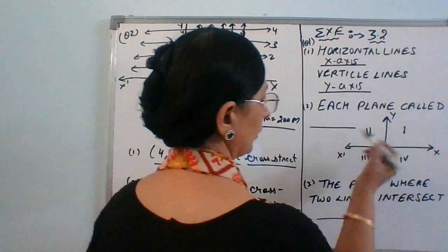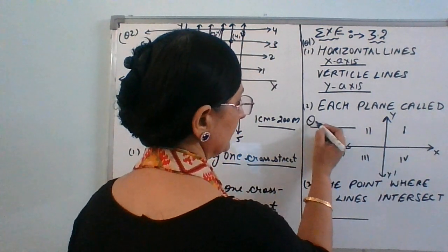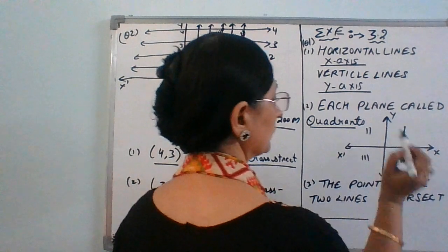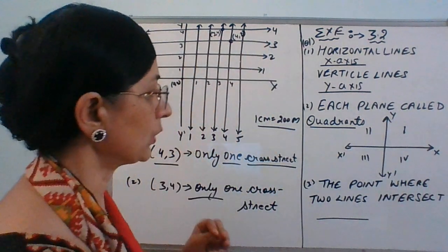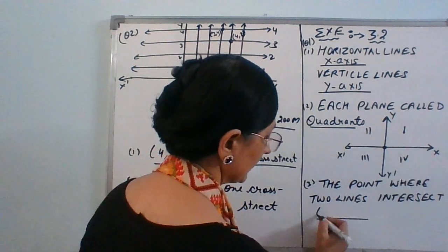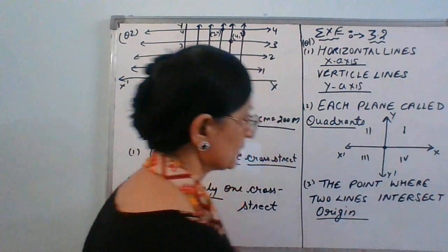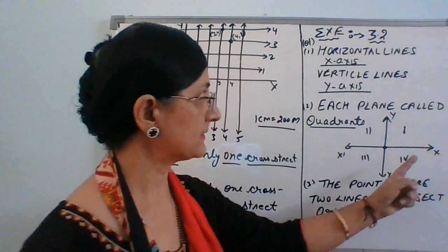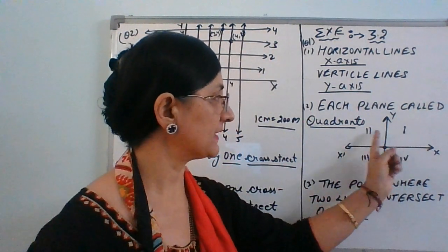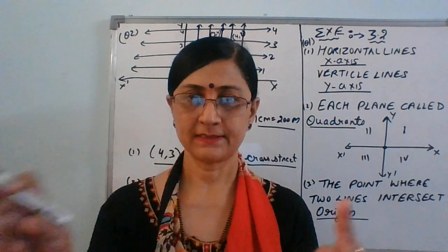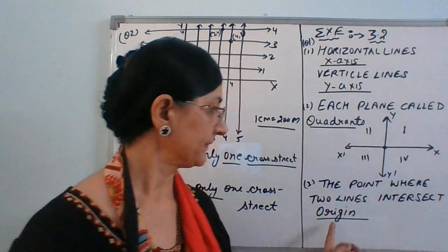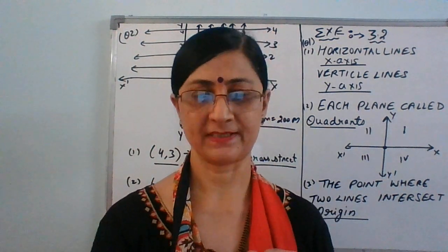Now each of these planes is called a quadrant, right? First quadrant, second quadrant, third quadrant and the fourth quadrant. And the point where the two lines intersect is this point. This is called the origin. So this was all about the first question. Horizontal lines are called the x-axis, vertical lines are called the y-axis, and they make four planes, first, second, third, fourth. They are called quadrants, and the point of intersection of these is called the origin. Now the next question of exercise 3.2.